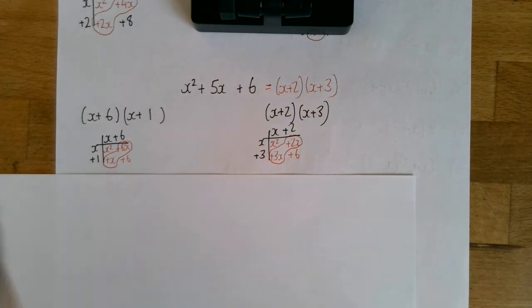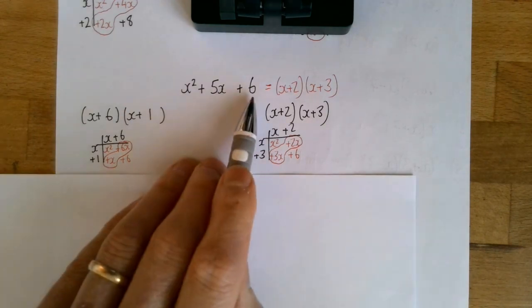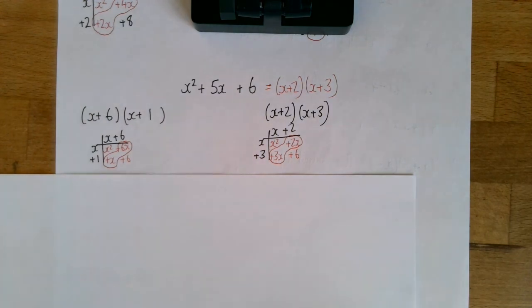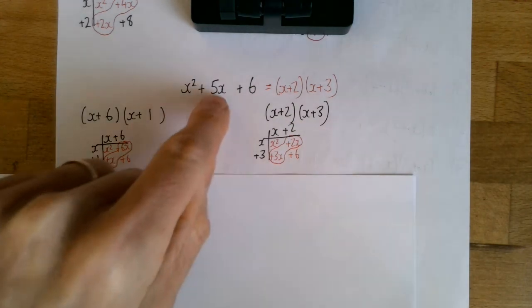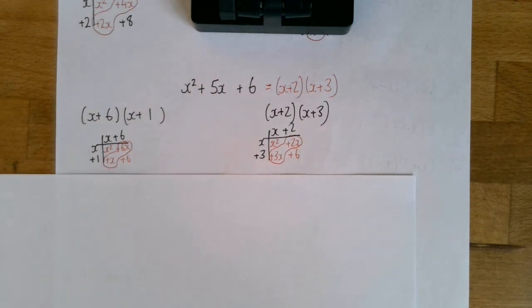Now, of course, both of those examples have had two options, but it might be that you have more than two options. I mean, if this was a 12, for example, then you could have had 1 times 12 and 2 times 6 and 3 times 4. So sometimes there's lots of options, and you can try all of those options and see which one gives you the right number of x's. Or sometimes you can just see it. You can work it out without having to go through the full process.